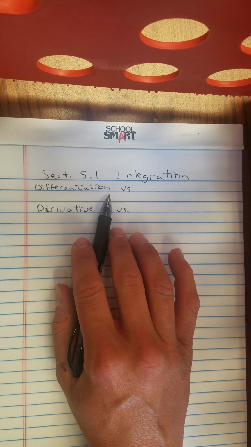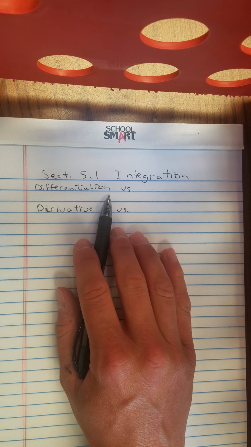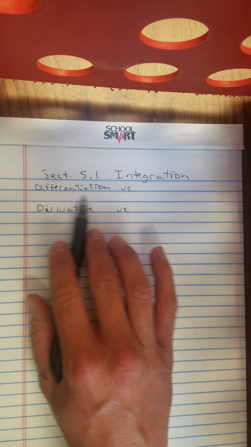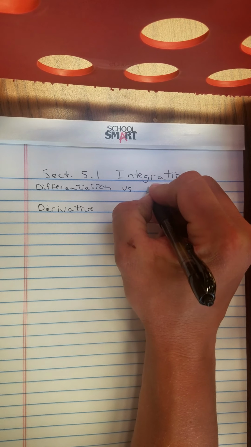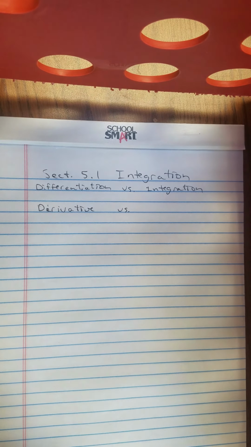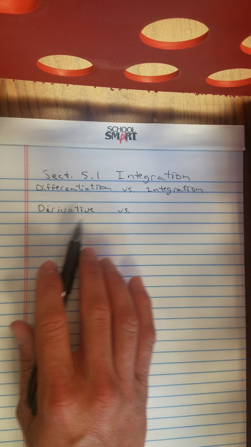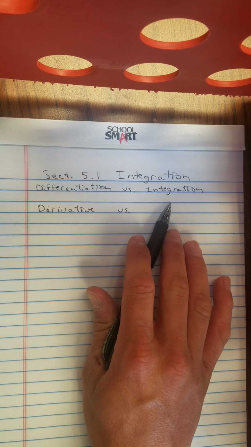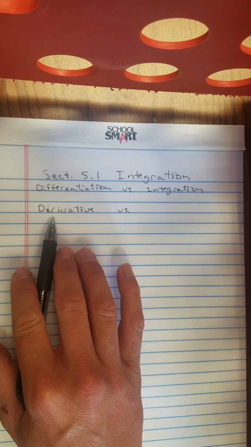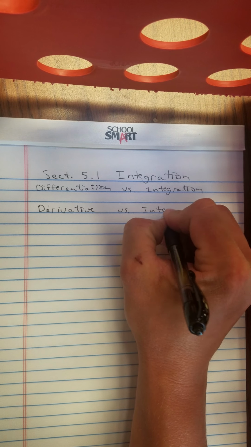The opposite. So again, multiplying and dividing. Multiplying has division. Addition has subtraction. Differentiation has integration, okay? So the opposite of differentiation is called integration. When we differentiate, we're finding a derivative of a function. So the opposite of differentiation is integration. The opposite of finding a derivative is finding an integral.